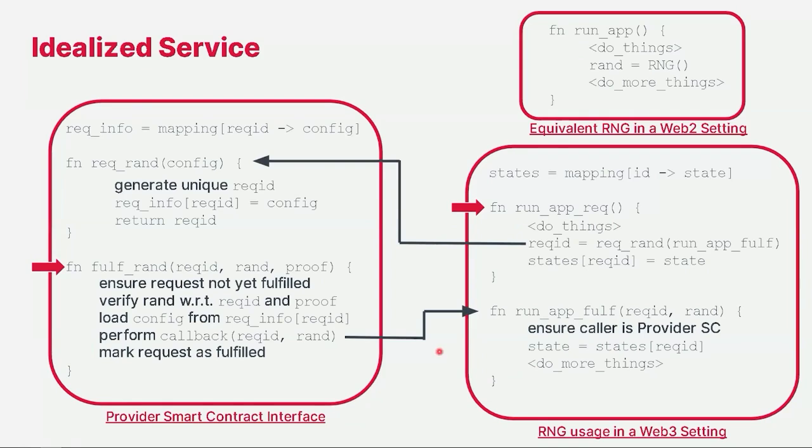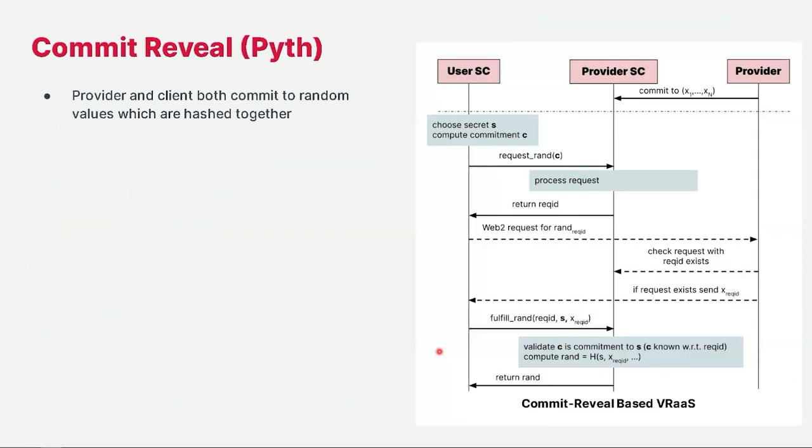So let's look at the first deployed service, which is Pyth. Pyth uses a commit-reveal pair, which means that the provider and client both commit to a random value, and then they're hashed together for randomness. So you can see here, the client chooses a secret S, and they generate a commitment, and then they save their commitment on chain, but their secret is still secret. And when they get the unique request ID, that lets them know what the corresponding commitment is from the provider. So I commit to my secret random value, the provider commits to theirs, and then I'm able to later query them via Web2 to get the appropriate random value, and we can hash them together and validate both commitments.